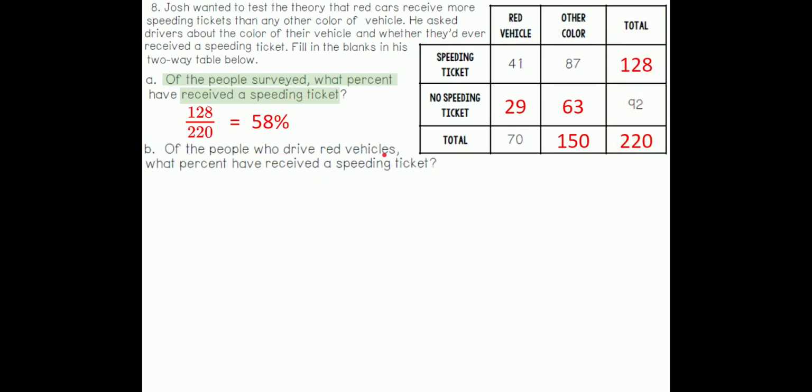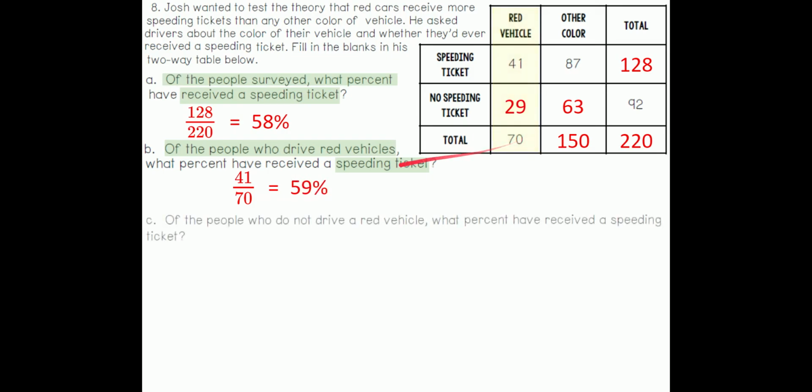Of the people who drive red vehicles, looks like we're only looking at this column, what percent have received a speeding ticket? So of the red vehicle drivers, which is 70, how many of them got a speeding ticket? It's 41 out of 70, which is 59%. Of the people who do not drive a red vehicle, which is the other colored vehicles, what percent received a speeding ticket? So there are 150 people who drive other colored vehicles, and 87 of them got speeding tickets. So 87 out of 150, which is 58%.